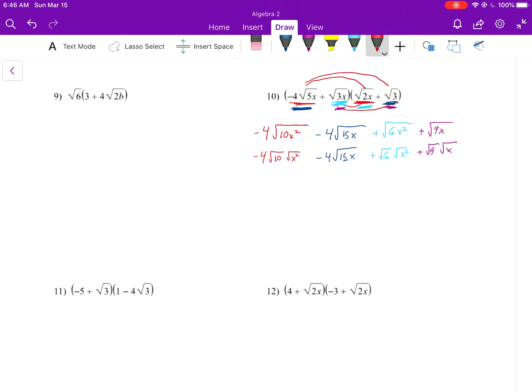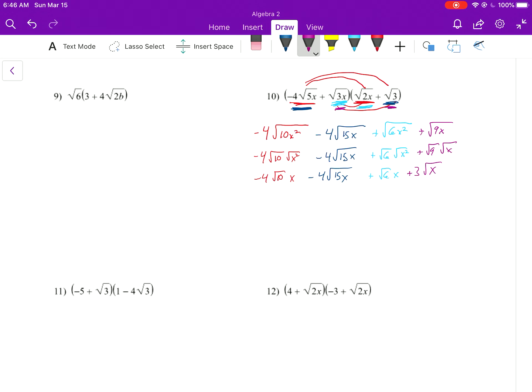Now we're going to go through and simplify. We have -4. Square root of 10 can't be simplified. Square root of x squared is x. We already mentioned the second term cannot be simplified. Our third term, we have square root of 6 times x. And our fourth term, square root of 9, is 3 times the square root of x.